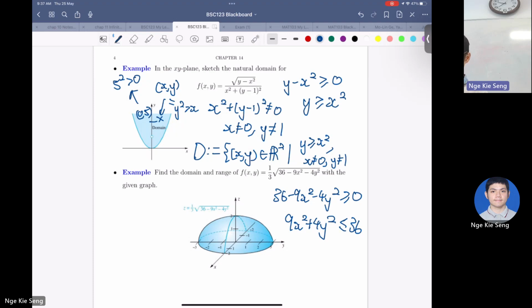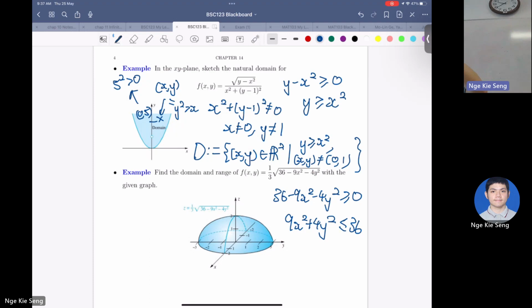Wait, let me see. I think these two have to be put together. Otherwise, we exclude too many things. Or I just say (x, y) does not equal this point, (0, 1). Okay, like this. Clearer. Okay, how about the next one?